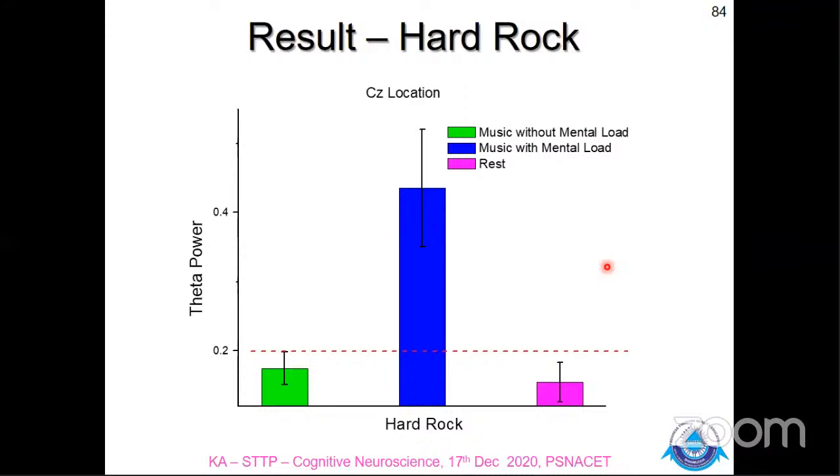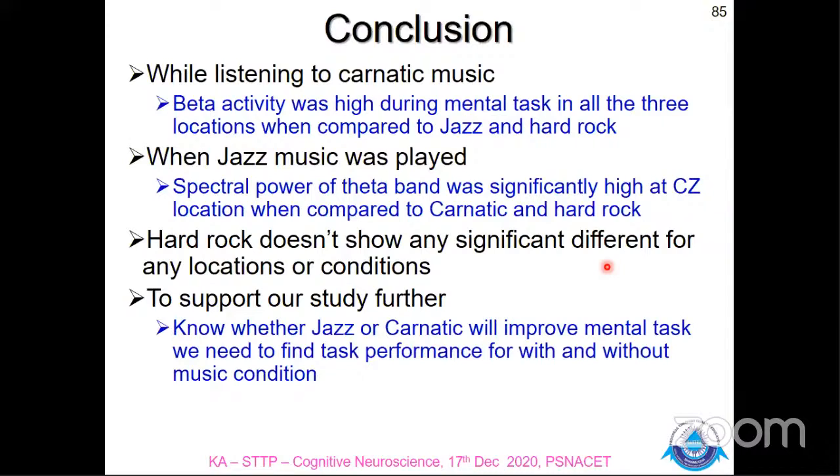Actually, what do we infer from this? While listening to Carnatic music, beta activity was high during the mental task at all three locations when compared to Jazz. What do we infer? Carnatic music can improve your cognitive performance as compared to Jazz and hard rock. When Jazz music is played, the spectral power of the theta band is significantly high when compared to Carnatic and hard rock. Hard rock does not show any significant difference at any location.